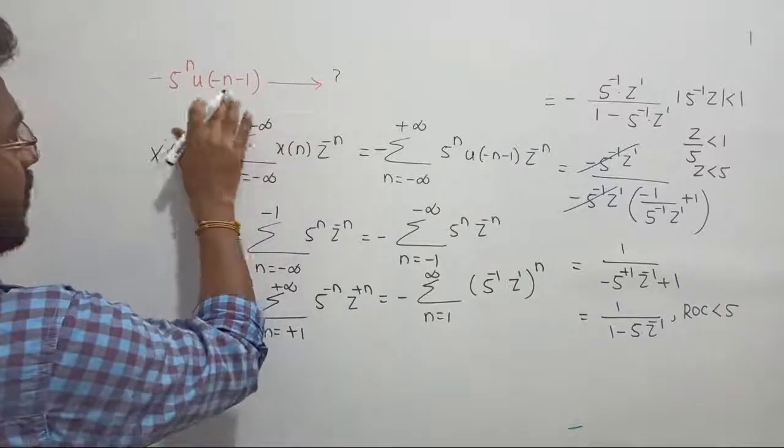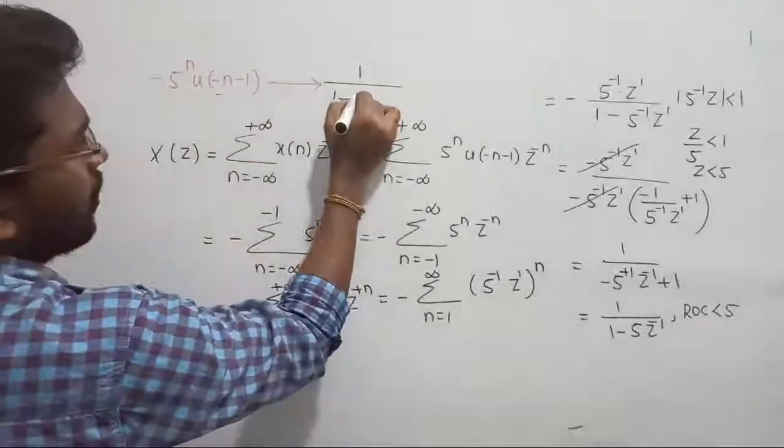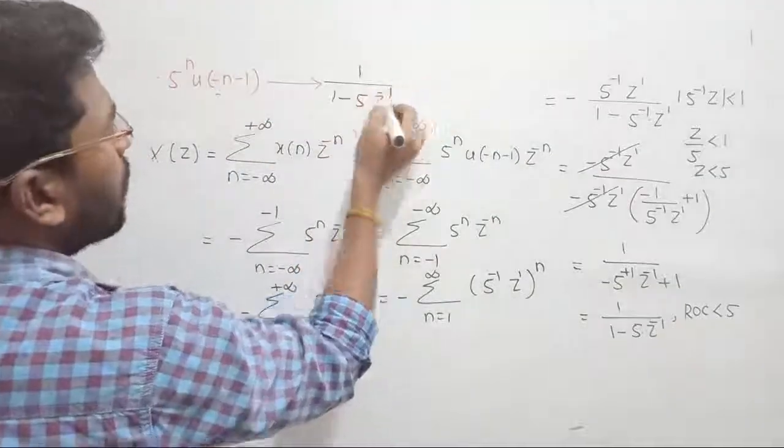Now we have studied this correctly. The answer we all know: that is 1 upon 1 minus 5 dot z power minus 1, whatever value is there comes directly here, and its ROC, what?